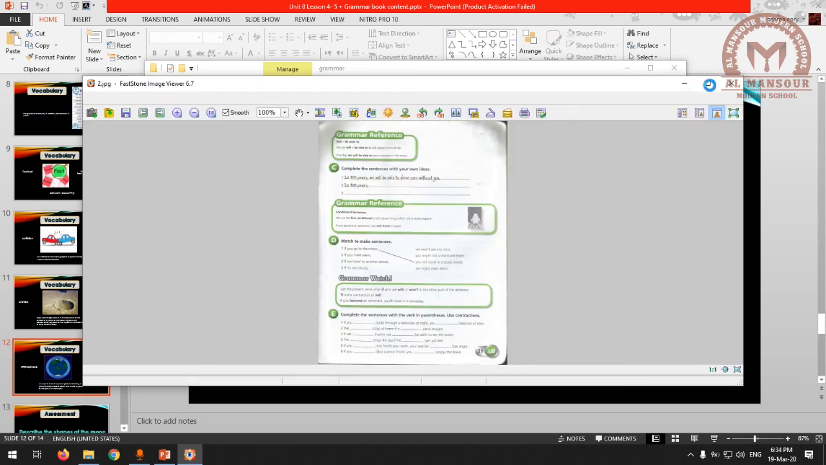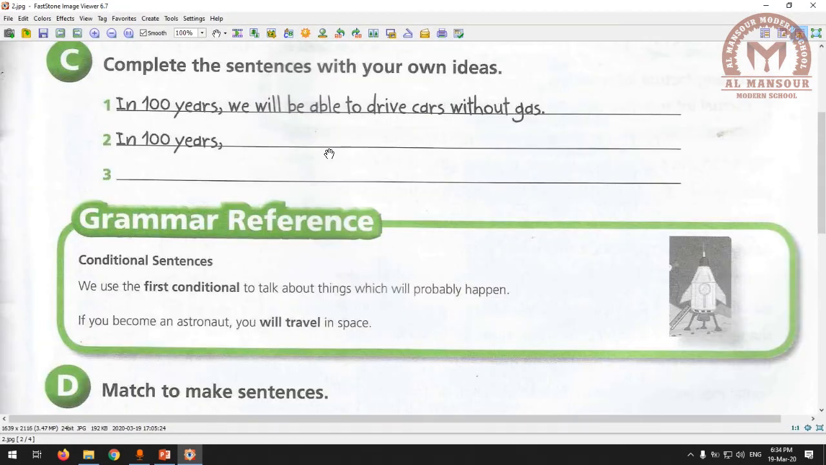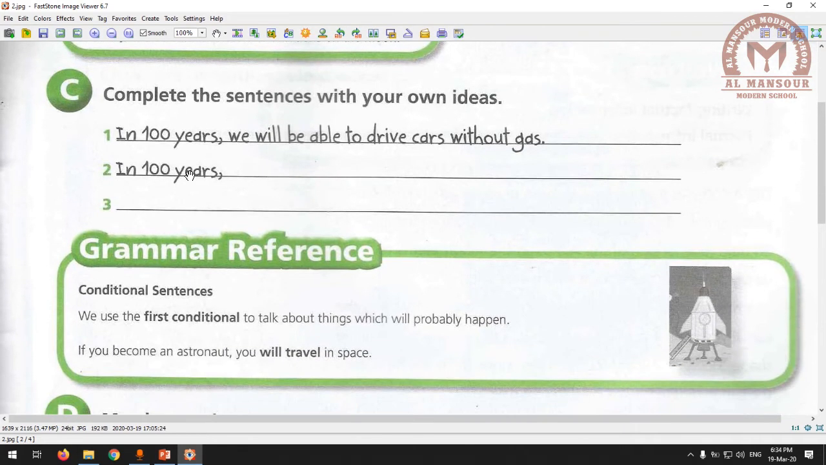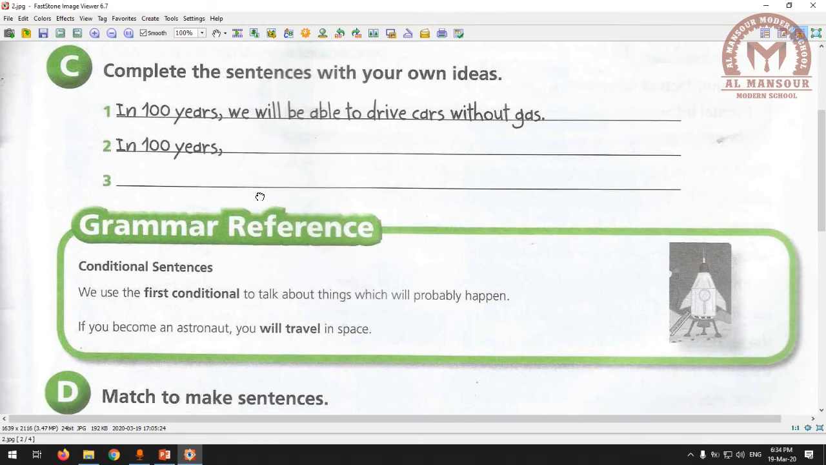I want you to flip to page 31. Complete the sentences with your own idea. Okay, in 100 years, we will be able to drive cars without gas. It's basically a prediction about the future. You can do it yourself. Like in 100 years, I'm going to give you an example, but I'm not going to write it. In 100 years, we will be able to travel to Mars, for example.